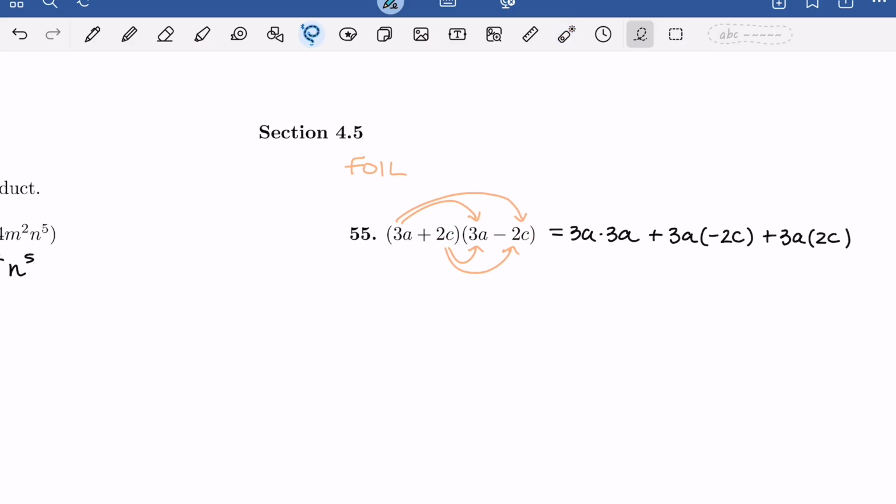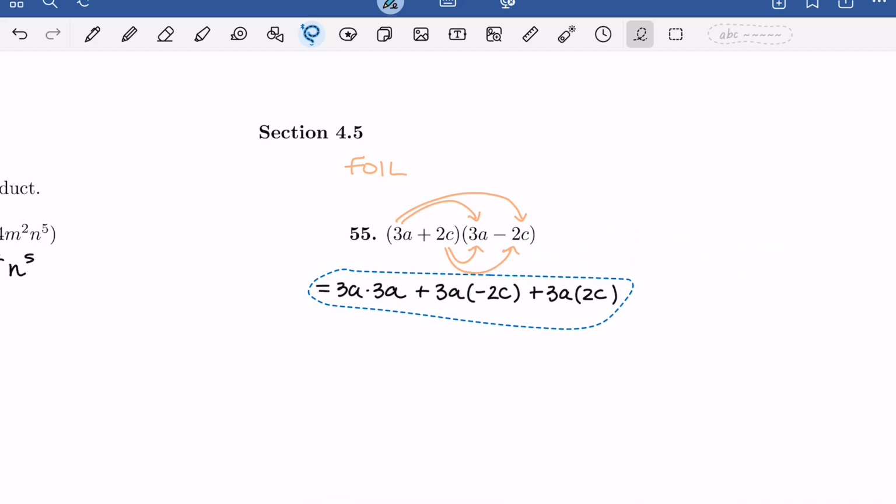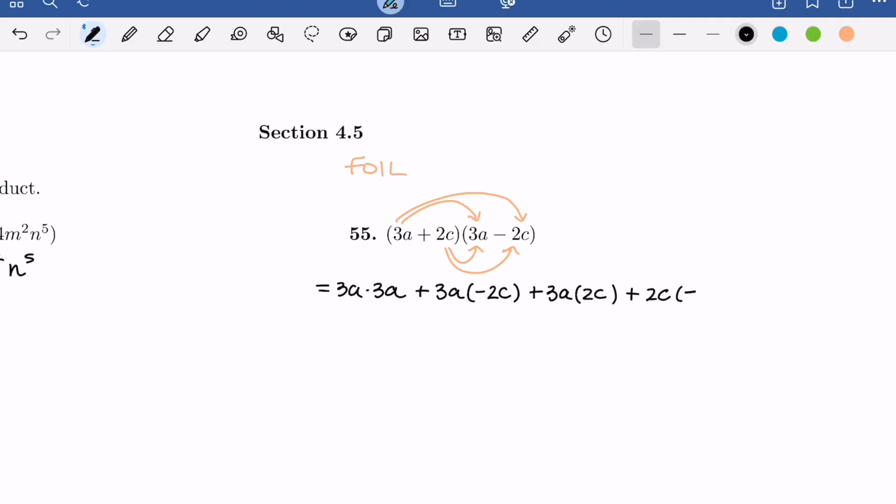We're actually running out of room here. Our last term here is going to be plus 2c times minus 2c. All right, so let's go ahead and simplify this. 3a times 3a, this is going to give us 9 and then a squared.